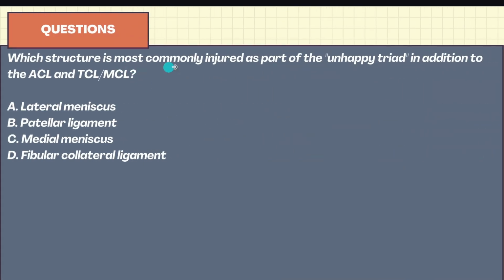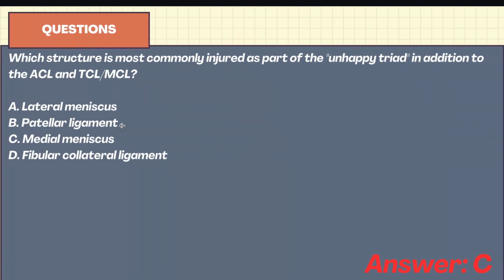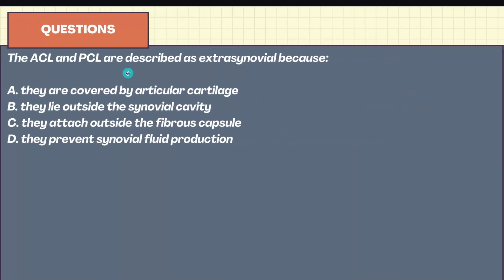Which structure is most commonly injured as part of the unhappy triad in addition to ACL and MCL? Because the MCL is injured, the medial meniscus, which is attached to it, also rips. The ACL and PCL are described as extrasynovial because, as we just said in the last slide, they lie outside the synovial cavity.